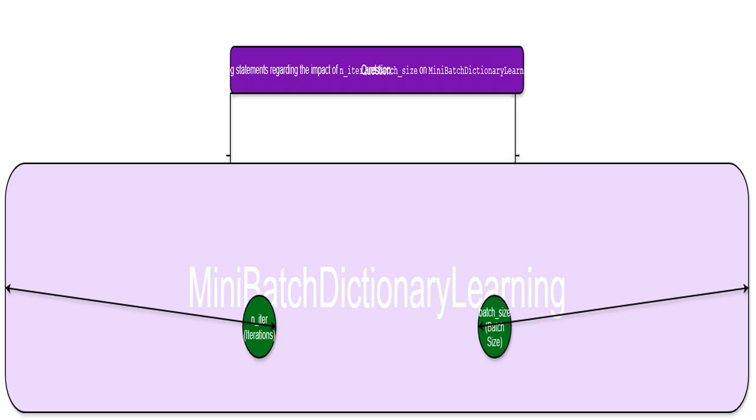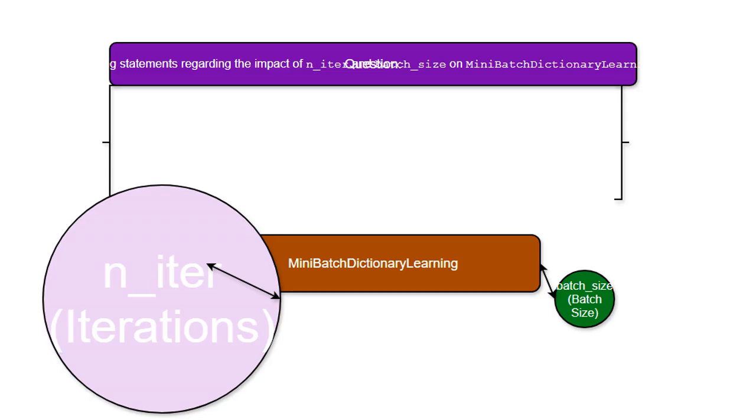This refers to a specific machine learning algorithm in scikit-learn. It's designed to work efficiently with large datasets by processing them in smaller chunks called mini-batches. This is the number of times the algorithm goes through the entire dataset, or a subset. More iterations usually lead to a better dictionary, but it takes more time. Think of it like polishing a gem. More polishing, iterations, improves the shine, dictionary quality, but takes longer.